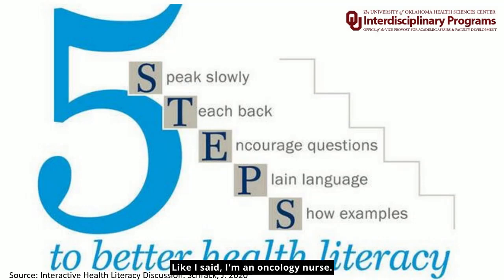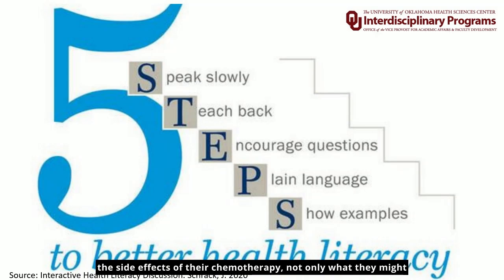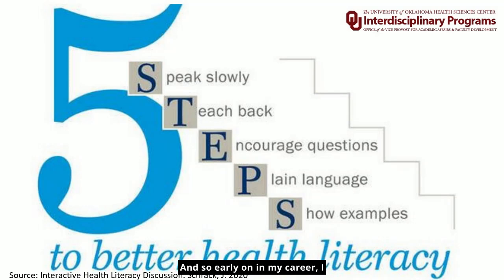Like I said, I'm an oncology nurse. I used to teach all of my brand new patients about the side effects of their chemotherapy, not only what they might expect, but what they're going to do about it. And so early on in my career, I had a patient tell me a story about, so usually if the drugs are going to cause complete alopecia, hair loss, they do so between about 7 to 14 days after their first dose.